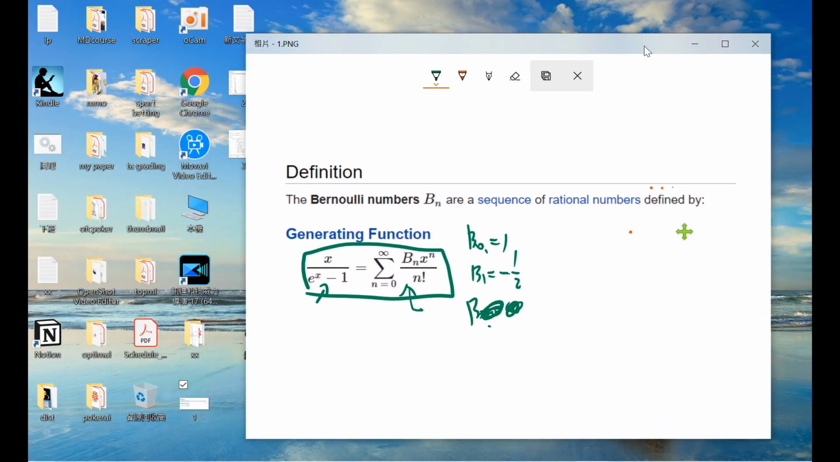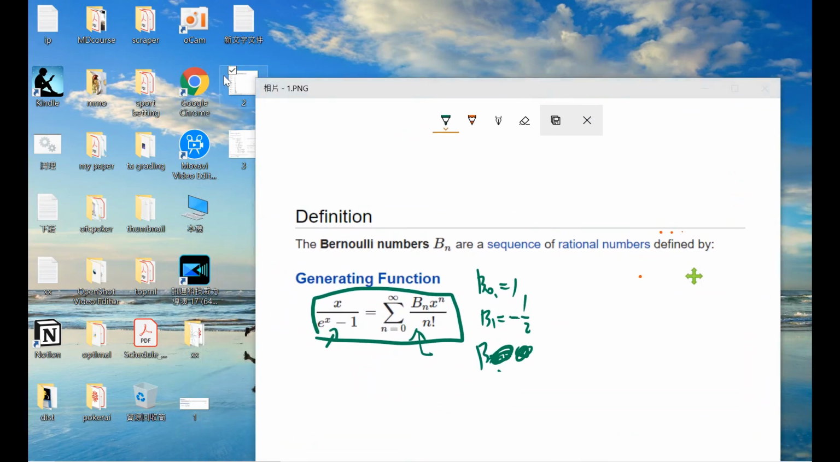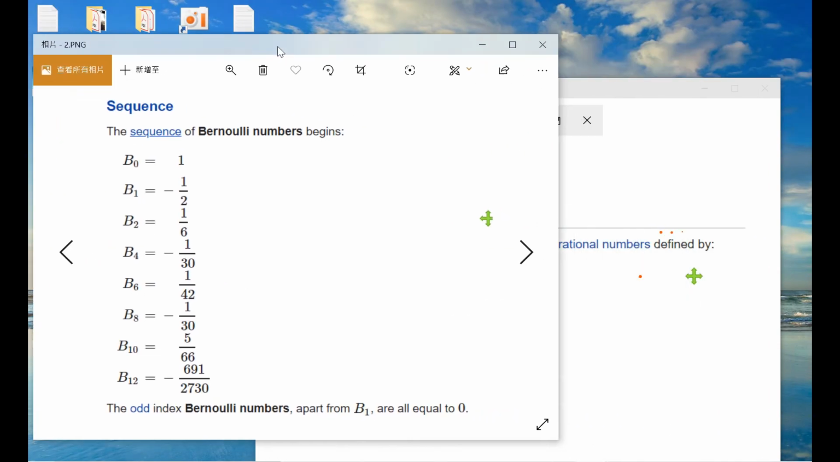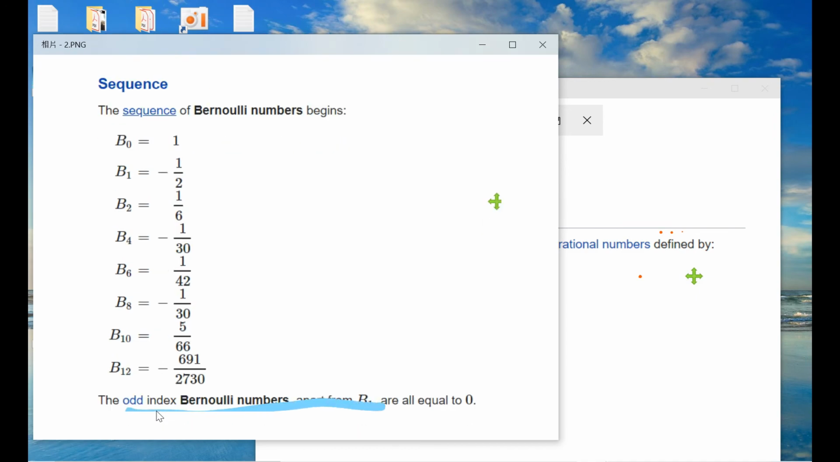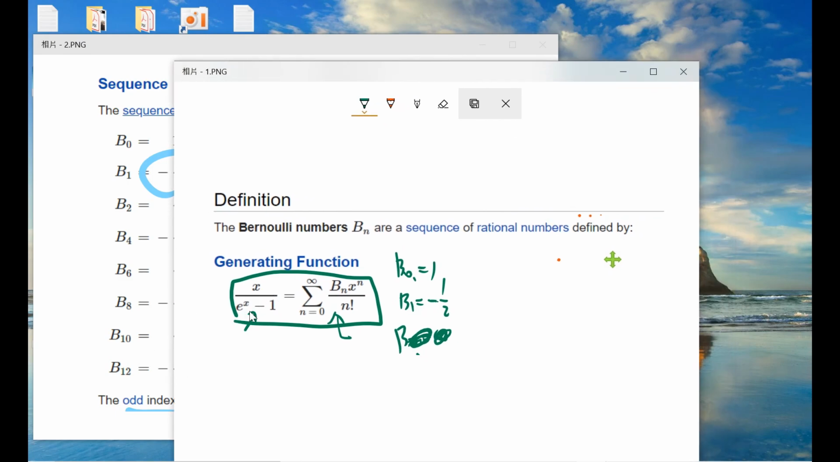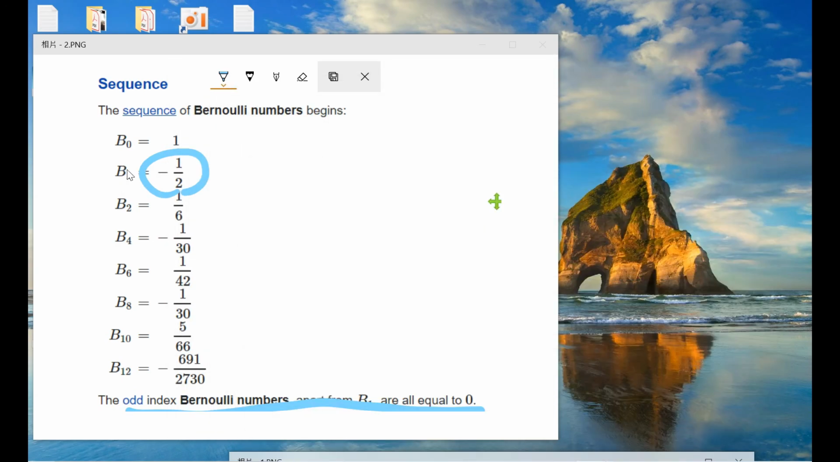Okay, and next we can see the coefficients. Notice that the odd index Bernoulli numbers are 0, except for b1. This can be seen by writing x divided by e to the x minus 1, multiplying by the exponential of minus x into this, and turning it into an odd function. So basically, except for b1, all the other odd Bernoulli numbers are equal to 0.